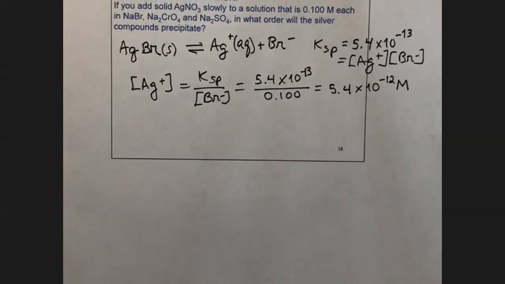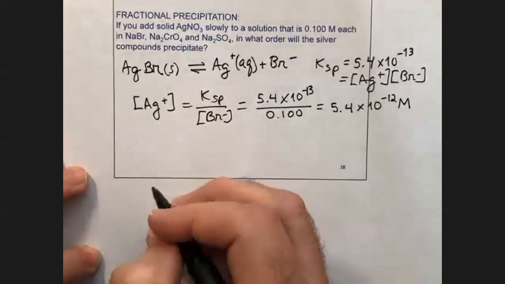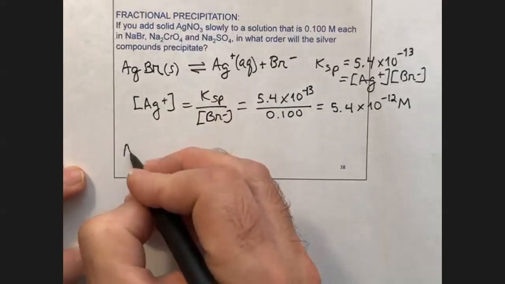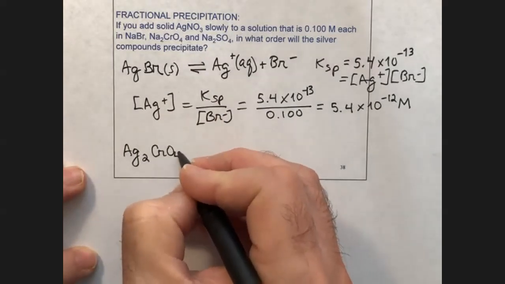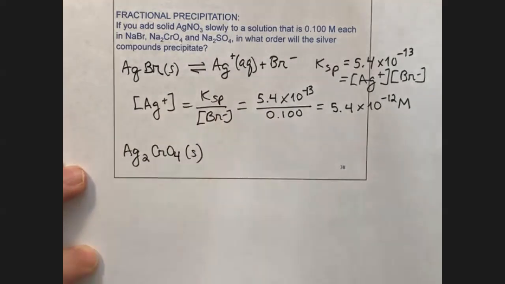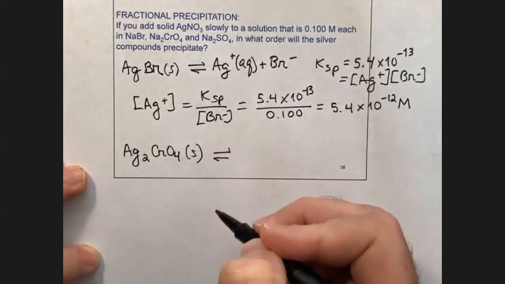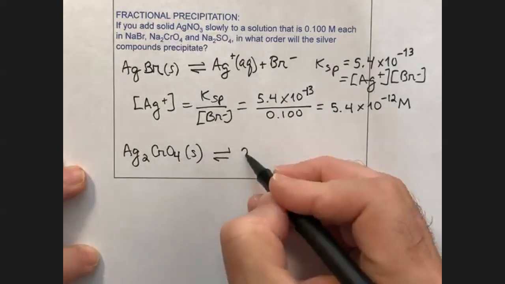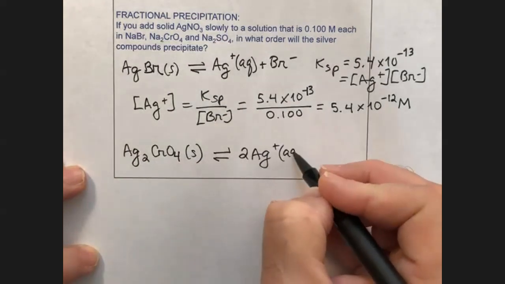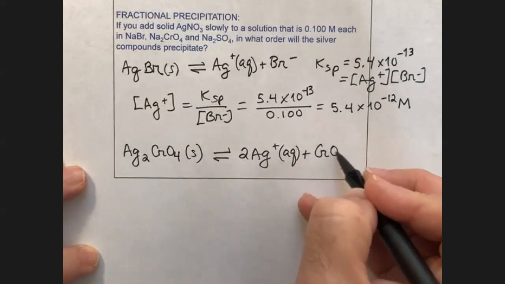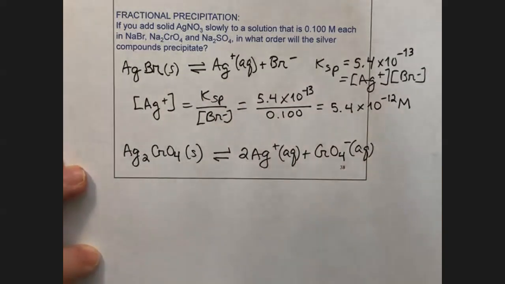The other candidate would be the silver chromate. Now, chromate is a -2 anion. So that means that we have this here. All right, so we have to adjust for that. That means that when you dissociate those ions, be very careful. There are 2 silver ions in here for every chromate ion, or for every unit of the compound that dissolves.